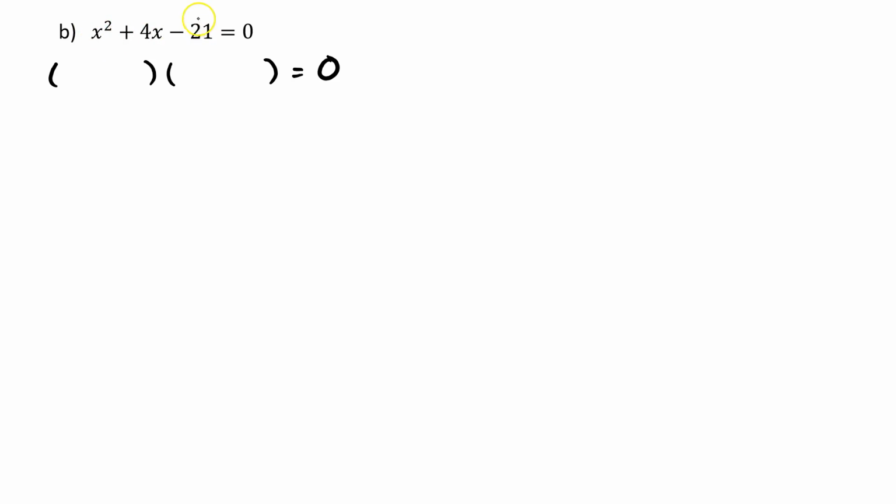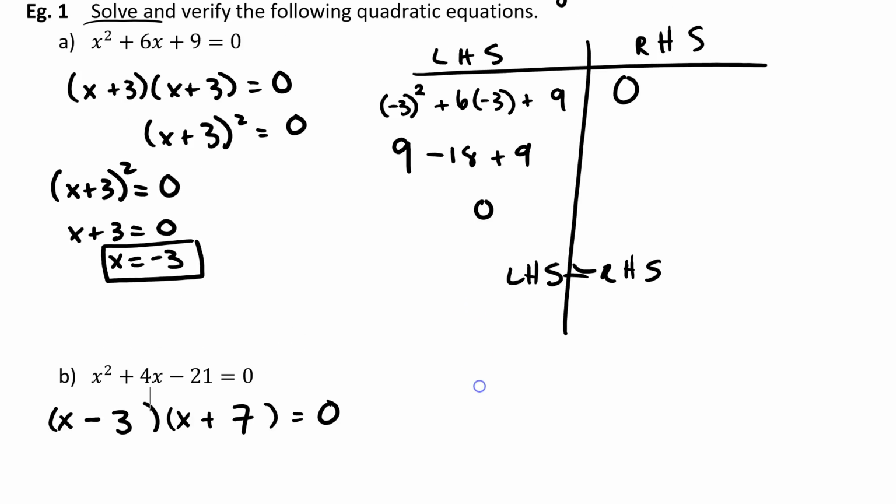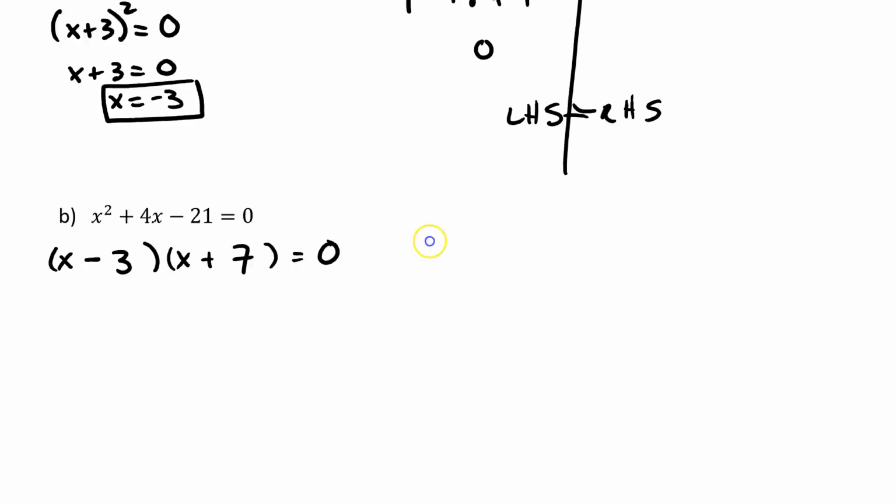So we've got to think of two numbers that multiply out to negative 21 and add up to positive 4. While I'm thinking about it, I'm going to set this up. I know that one of them has to be negative and one of them has to be positive because we have a negative product. So I know that my overall number is going to be positive, so my bigger number is going to be the positive one. So plus 7, minus 3, because 7 times negative 3 is negative 21. 7 minus 3 is 4. Bam.